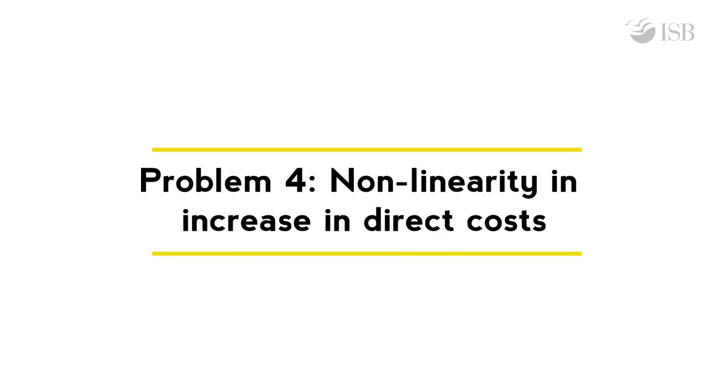The next problem, problem 4, is to address nonlinearity in increase in direct costs. The linear programming problem that we have formulated, that is problem 2, to find out the minimal incremental cost for each specified value of the project completion time, can be modified to handle a certain type of nonlinearity in the relationship between activity duration and its direct cost. We will illustrate this for the example we have been considering.